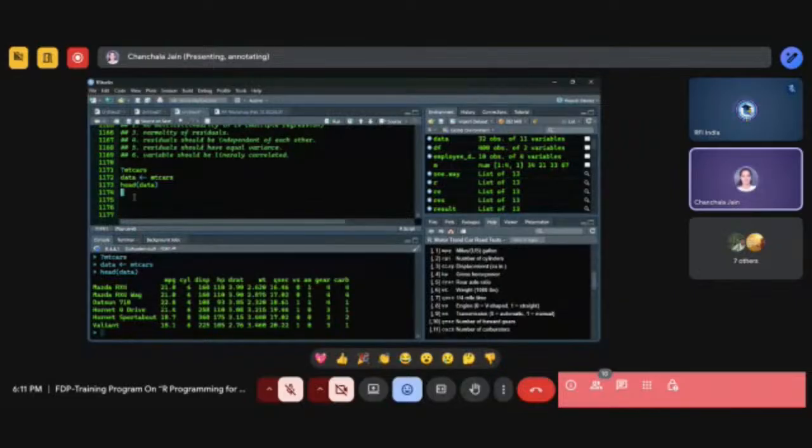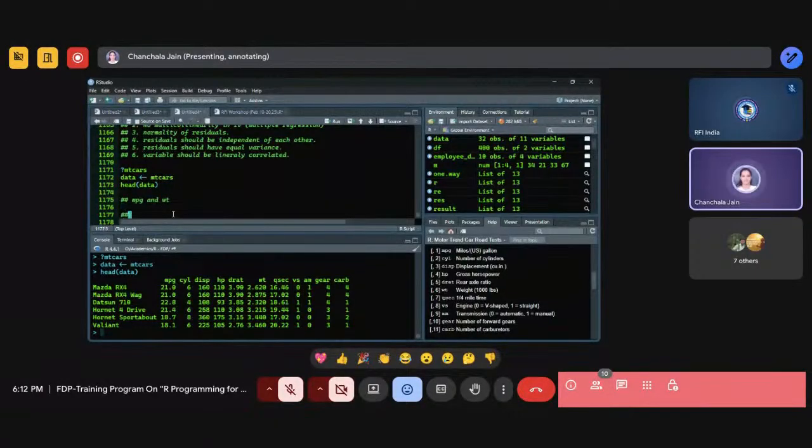Now, suppose I want to see, there are 2 variables here, MPG and WT. What is MPG? MPG is miles per gallon, right? WT is what? It is the weight of your engine. I want to see whether there is any relationship, or whether the weight of the engine is impacting its MPG or not, right? Fine.